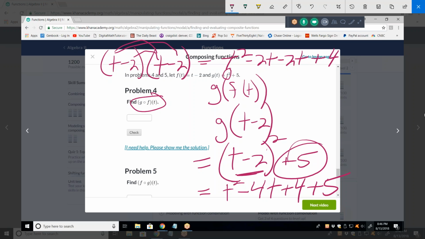Okay, now combine all that. That's going to be our answer. T squared minus 4t plus 9.